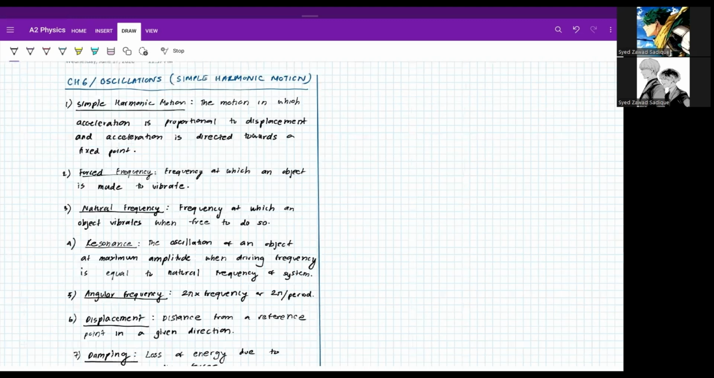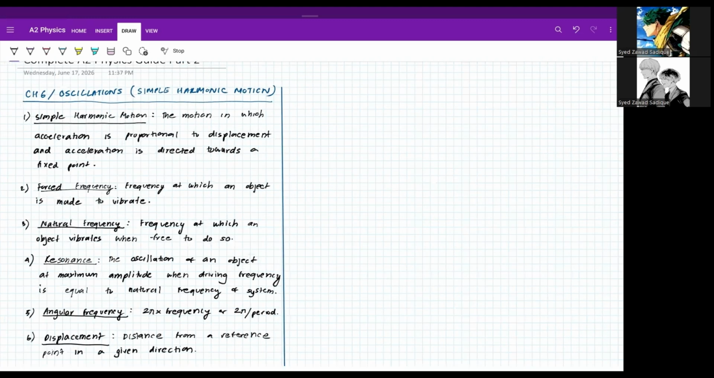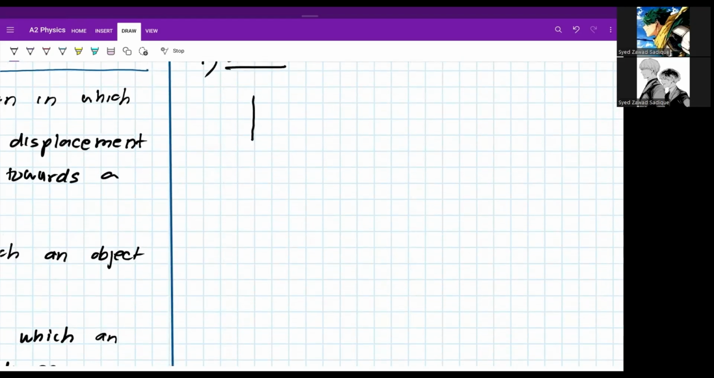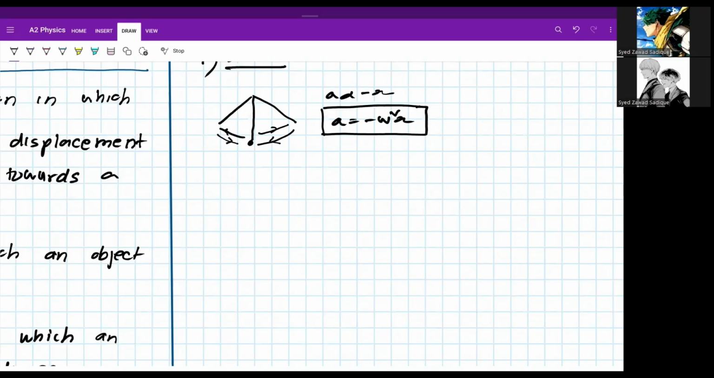Now we start our concepts. So, simple harmonic motion. I'll give you a basic concept. Consider a pendulum with a ball. The pendulum can move this way and then come back. The main concept of simple harmonic motion is that acceleration is proportional to negative displacement, so acceleration is minus omega squared x. This is the formula that we will be working with in this entire chapter.